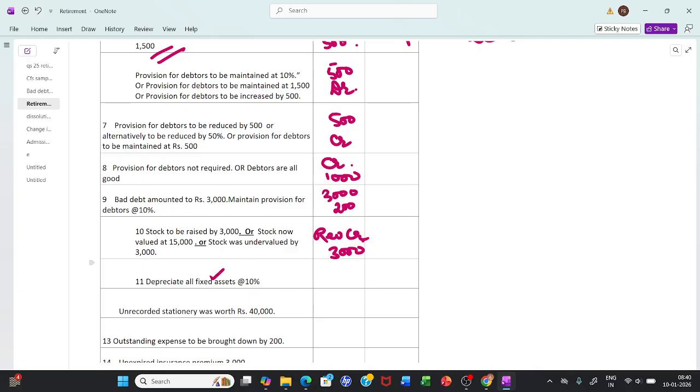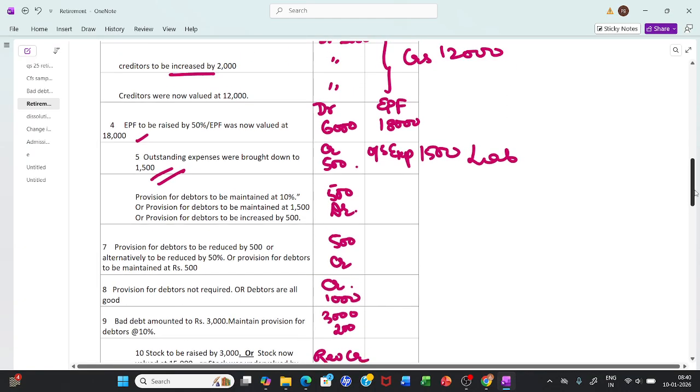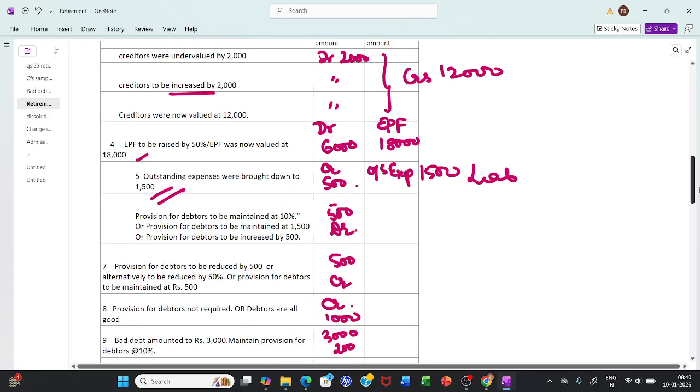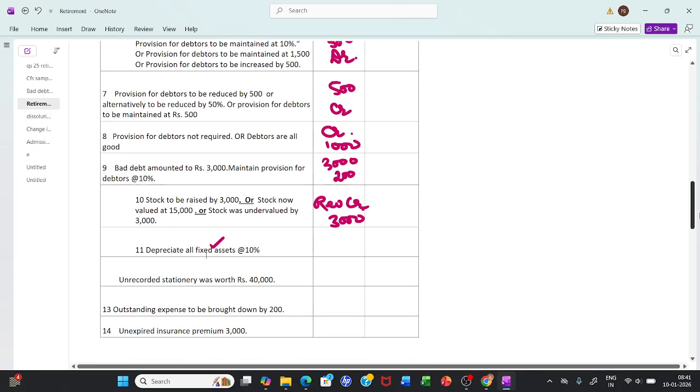Fixed asset, you look at which are the fixed assets. If they're using this word, there might be more than here. In this case, stock and machine both have to be depreciated. Unrecorded stationery is an unrecorded asset.